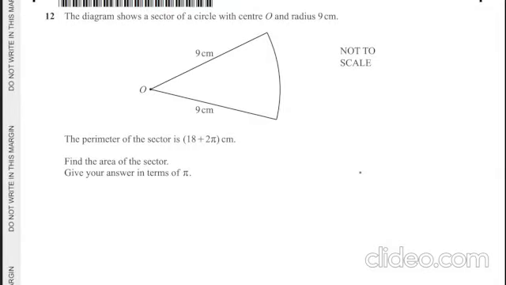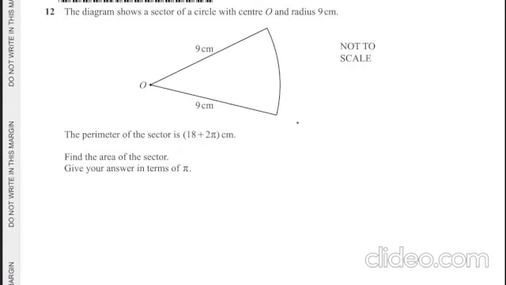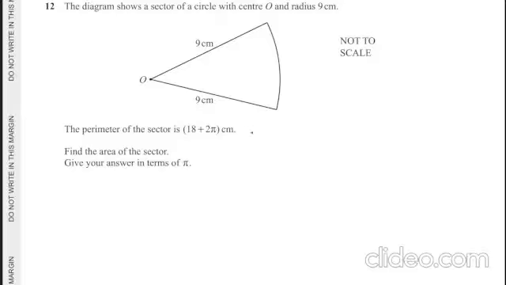Next question. The diagram shows a sector of a circle with center O and radius 9 centimeters. The perimeter of the sector is given. We have to find the area of the sector. So using the perimeter, first of all we will find the angle. The perimeter is equal to 18 plus 2 pi.